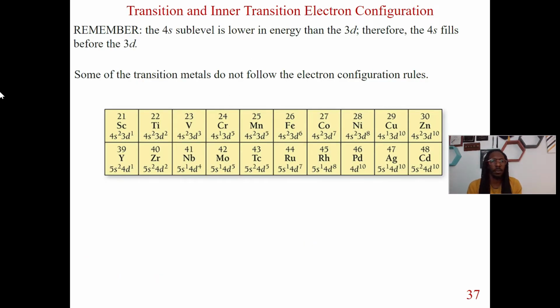Now, this is a little side note. Transition metals, I've been telling y'all they are weird as heck. This is just something to know going forward. When we talked about electron configuration, the 4s sublevel is lower in energy than a 3d. Therefore, the 4s will fill before the 3d. Now, some of the transition metals do not follow the electron configuration rules in this case. But we want to understand when we were talking about those energy levels.